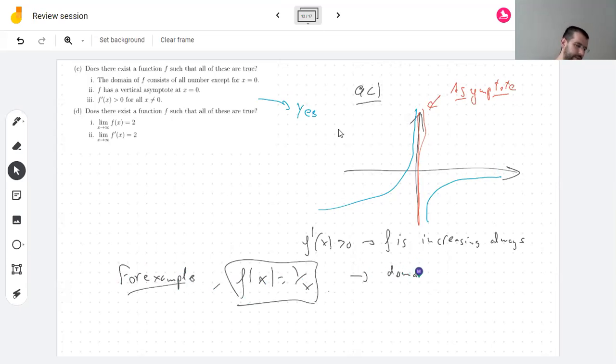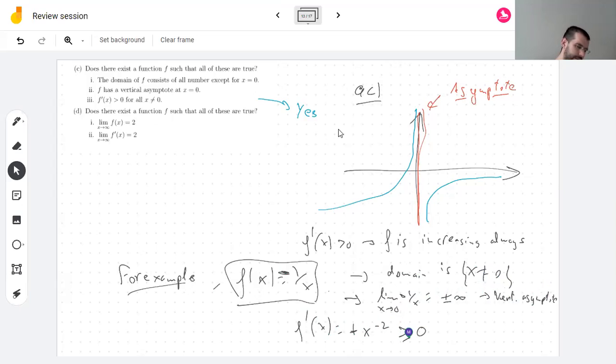The domain is the numbers that are not zero. The limit as it approaches zero is plus minus infinity. So that means I have a vertical asymptote. And the derivative, oh, negative 1 over x. The derivative is positive x to the negative 2, which is always positive. Always strictly positive. So I guess the answer to this one is yes.